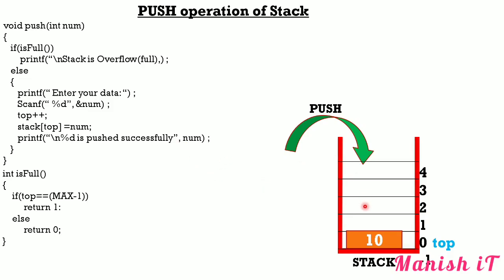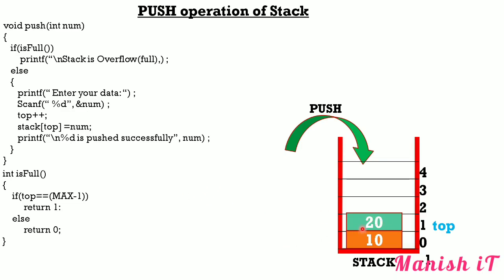On the screen we give the message that 10 is pushed successfully. Now again the user wants to enter some value, so the push function is called again and executed from the beginning, checking whether the isFull condition is satisfied or not. It is not satisfied, because top is pointing to 0 and 0 is not equal to 4, so the else part is executed. Once again it gives a message to the user and takes a value, top is incremented, and that value is stored in our stack.